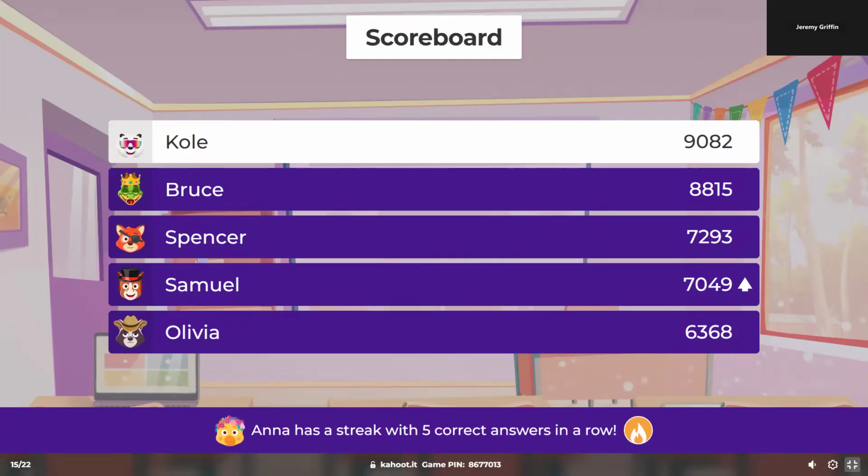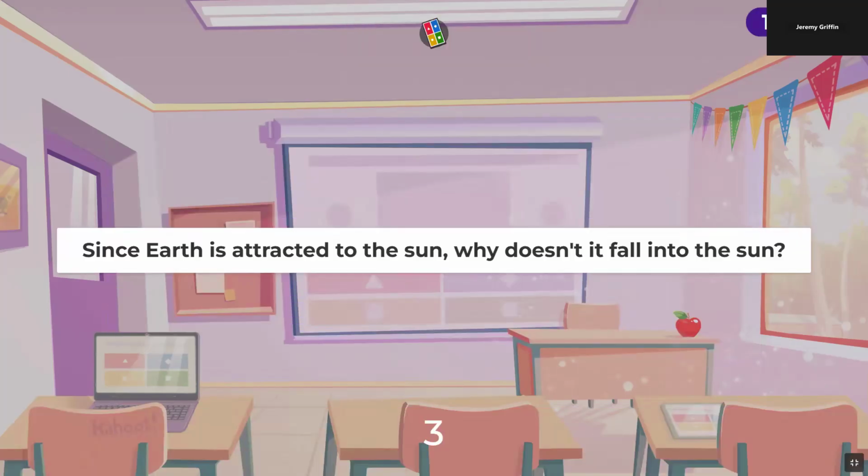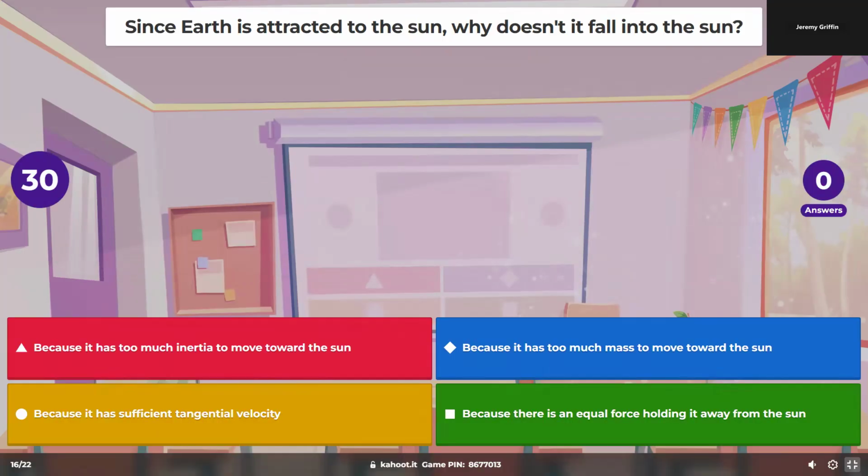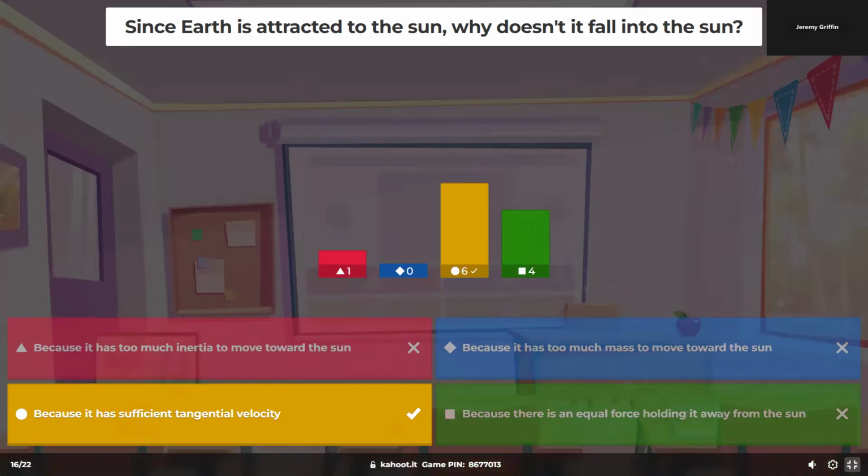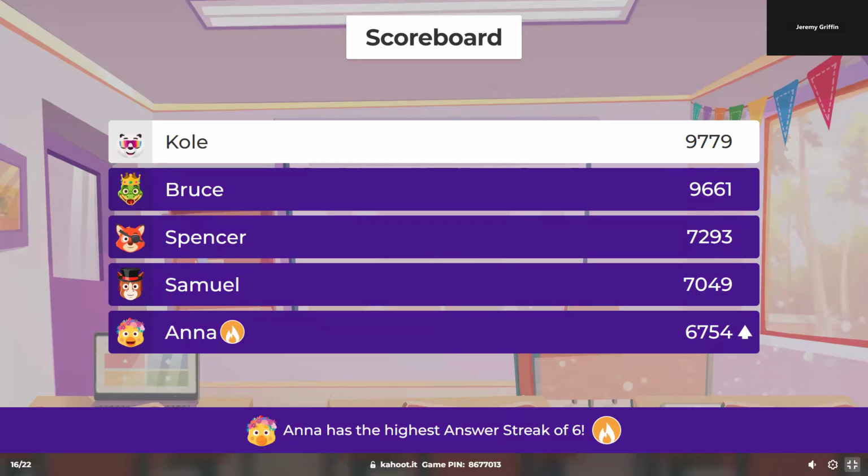Olivia, Samuel, Spencer, Bruce, Cole. Since Earth is attracted to the sun, why doesn't it fall into the sun? Sufficient tangential velocity. Same reason that the moon wasn't crashing into the Earth. That was an earlier question too. It's almost a repeat question here. Yeah, it's moving fast enough.